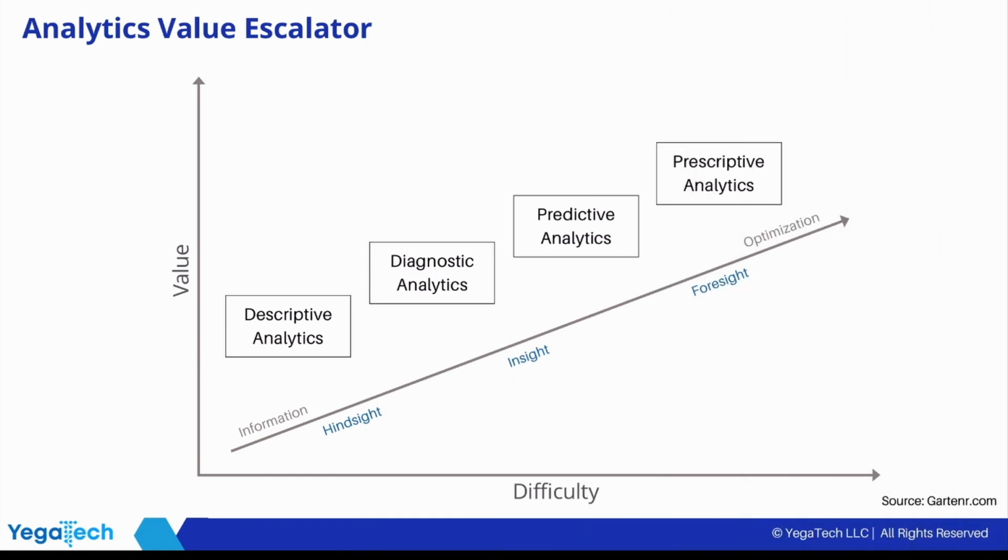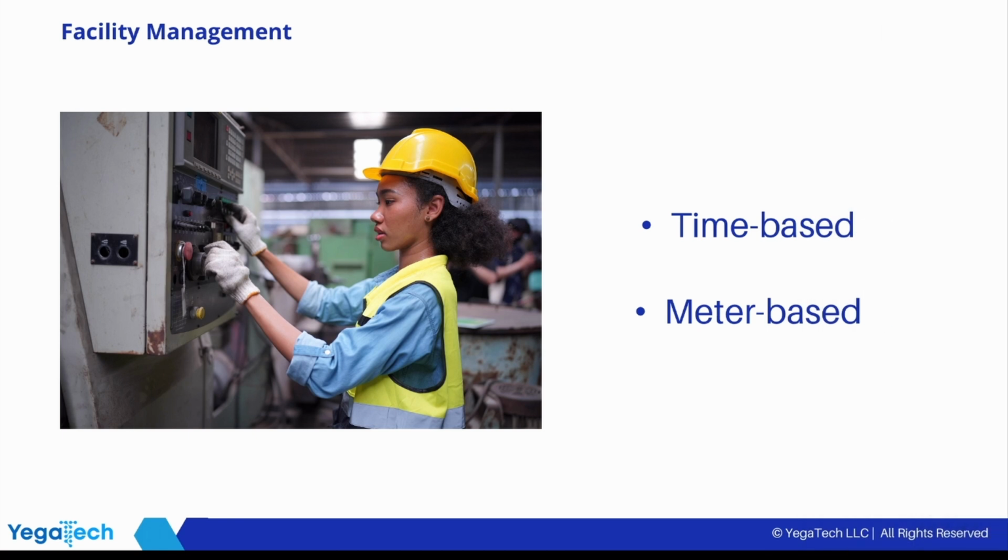One of the use cases of analytics value escalator is in facility management and operation. One of the responsibilities of a facility manager is preventive maintenance. The traditional preventive maintenance of the equipment and facilities are usually done in two basic ways: time-based and meter-based.